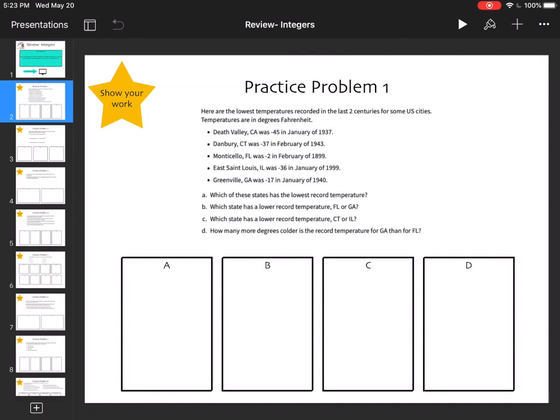So it says, here's the lowest temperature recorded in 2 centuries for some U.S. cities. The temperatures are in degrees Fahrenheit. Death Valley was -45. Danbury, Connecticut was -37. Marcelo, Florida was -2. East St. Louis was -36. Greenville was -17. Which of these states had the lowest recorded temperature?